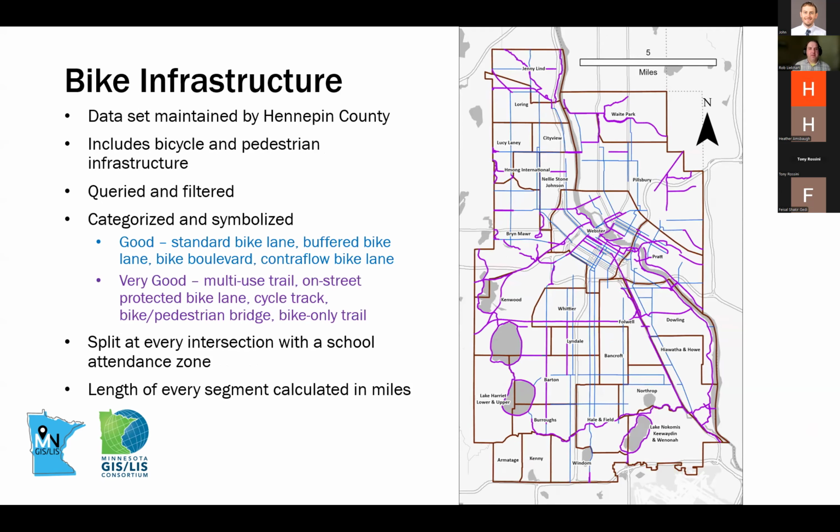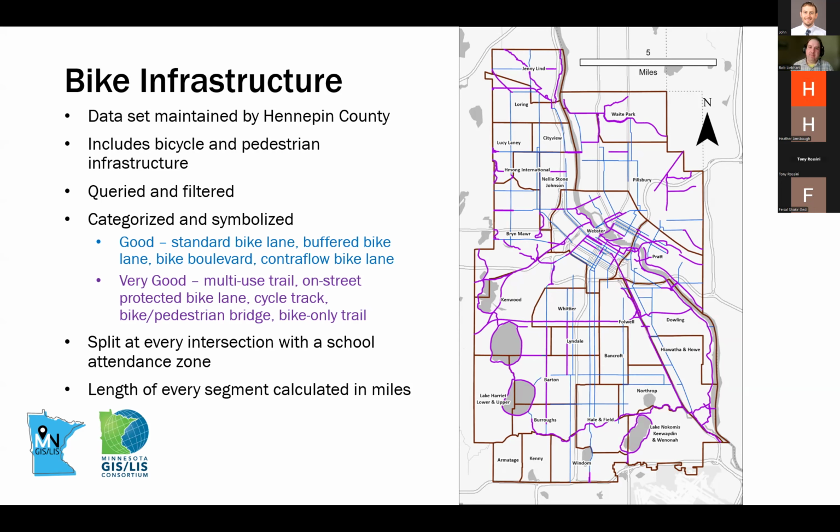The first input data set I wanted to use to assess bikeability to school was the presence and the quality of bike infrastructure. This is a topic that I came across a lot in my research. Hennepin County has a great data set of bicycle and pedestrian infrastructure. So the first thing I had to do was query out all the pedestrian stuff. All the things that are sidewalks for walking but are not for biking were removed. After doing that, I took the remaining bike data and split it into 2 categories.